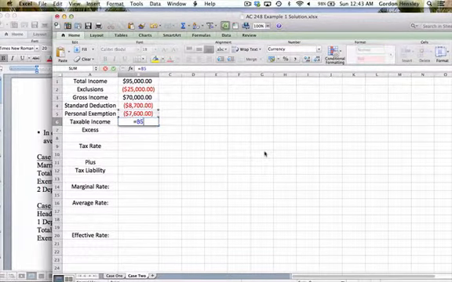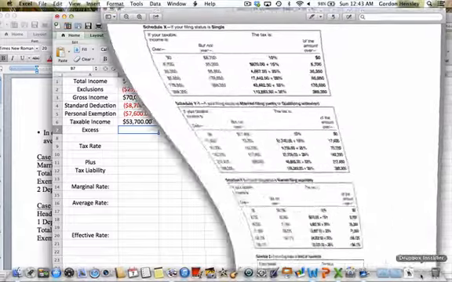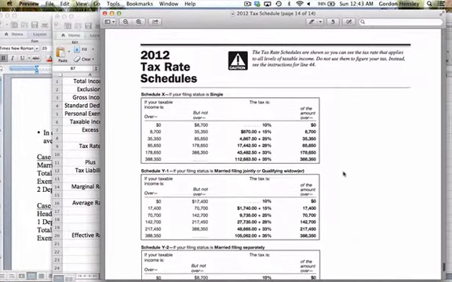So the taxable income is going to be the gross income of $70,000 less the standard deduction less the personal exemptions. So in the end, they have a taxable income of $53,700. So now I'm ready to calculate the tax liability. So once again, I'll use my 2012 tax rate schedule. It's the final page, page 14 out of 14 pages of the 2012 tax schedule PDF, and it's located in the supplemental section of the course website.